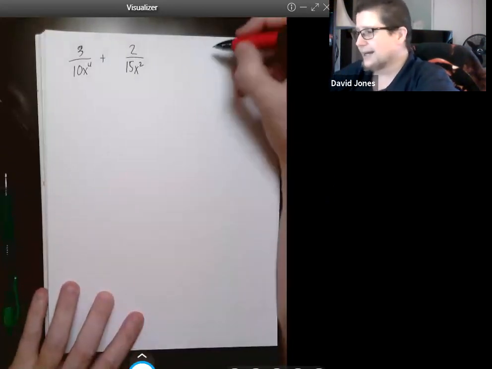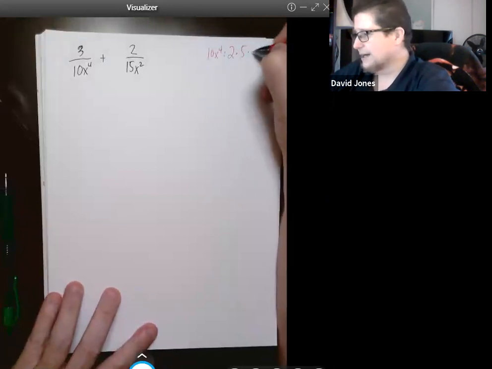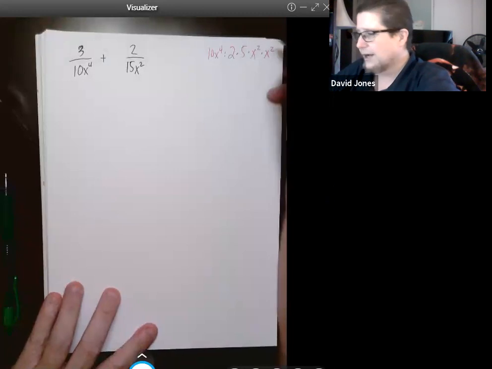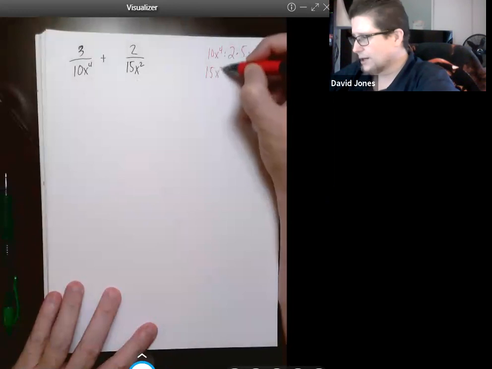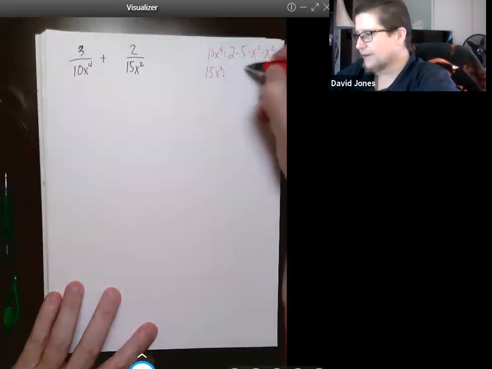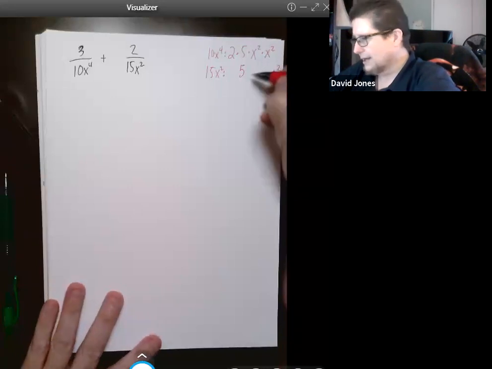Well, it might. 10x to the 4th is 2 times 5 times x squared times x squared. And I'm using the x squared down here to guide it. 15x squared is 3 times 5. So I'll have a 5 here. I'll put a 3 over in a new column. And then I've got an x squared.